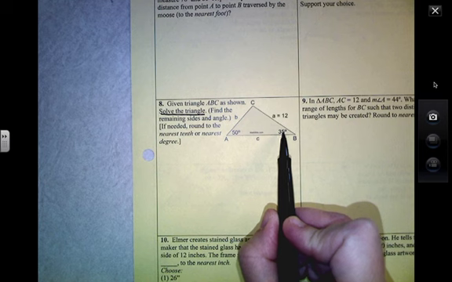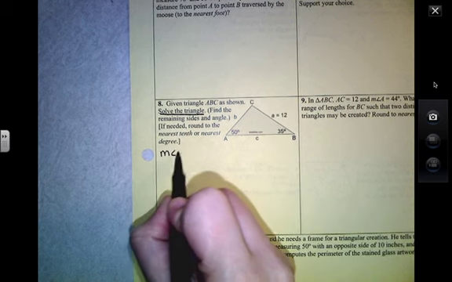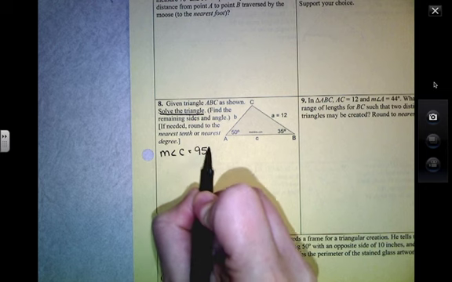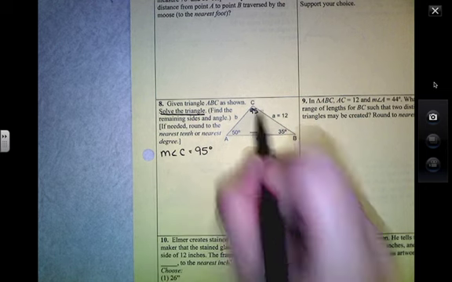So we're going to go ahead and use the law of sines to help us here, and we can do this in whatever order we want. You might notice that you have a 50 and a 35, and so you can easily add those together and subtract that from 180 to find out that the measure of angle C is 95 degrees. That's pretty easy to do right off the bat.